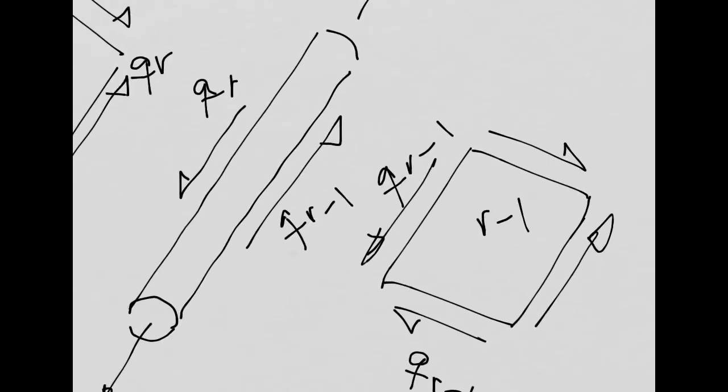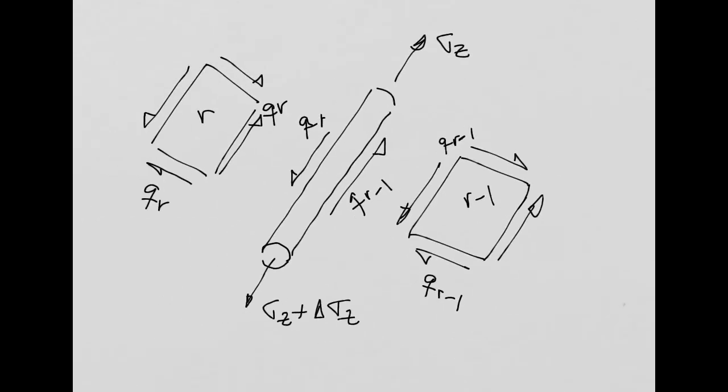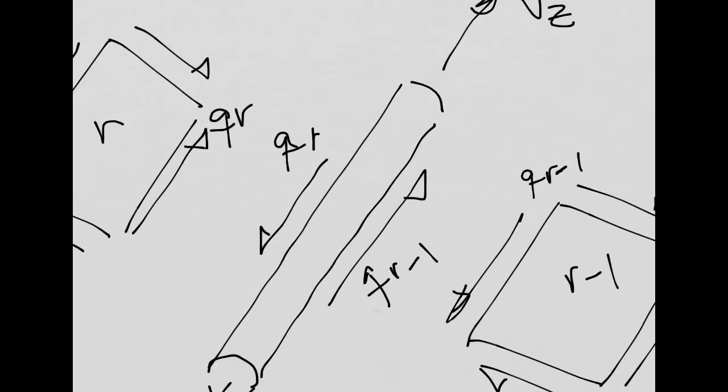Sorry, this writing on the iPad sometimes can be a little bit strange. I try to improve a little bit more. So this is QR minus 1. This can be a bit better. QR here. Right?